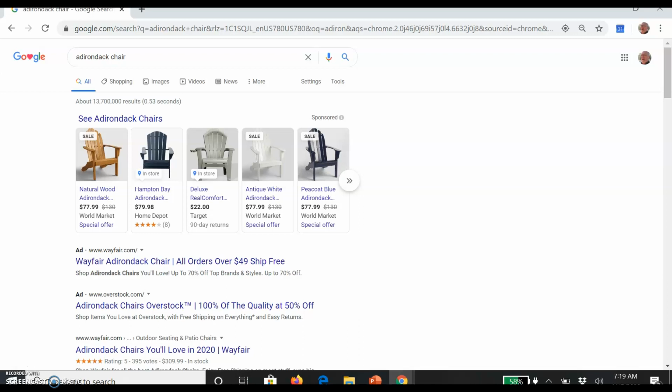Depot, Target, and then you've got Wayfair and Overstock, and you see the word ad, or the little highlighted bolded letters for ad. These are the paid ads, and the sponsored ads are the ones where you see the word sponsored up on top there with the pictures, where you can click and go right to the website and buy. And so someone has bought the bid on the term Adirondack chair, and this is what they get. And those are the results.